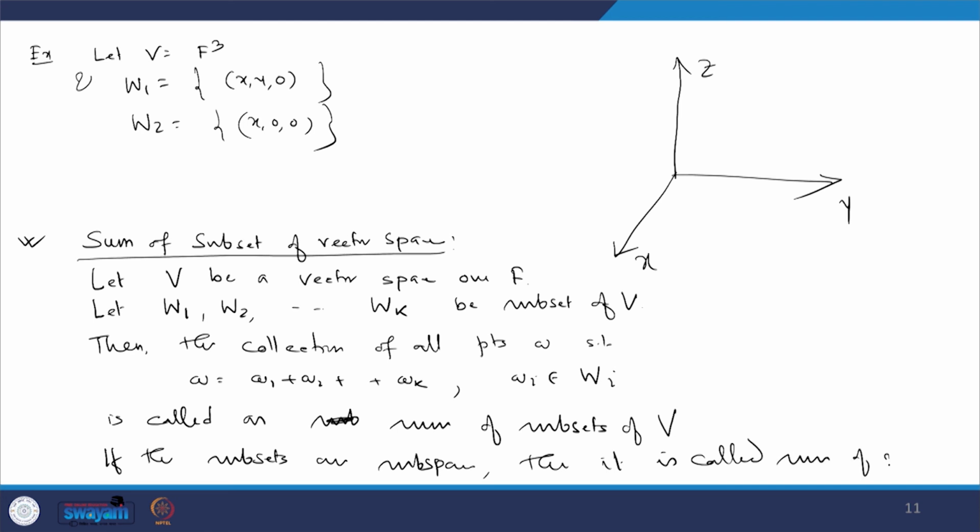So we have defined what a subspace is, and we have seen that the intersection of subspaces is also a subspace. We have also seen that the union of two subspaces will be a subspace provided one is inside the other. We have also defined the sum of subsets and the sum of subspaces.